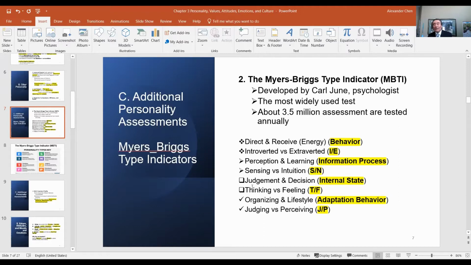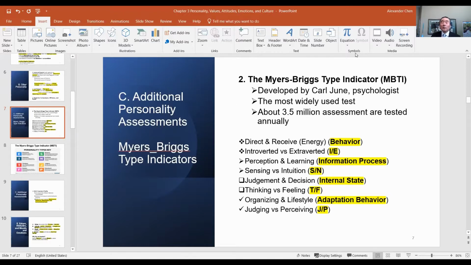The next one, thinking and feeling, TF. We are talking about your decision making and judgment process, how you internally process different things in terms of judgment and decisions. The last one, J and P, is about how you organize your life and lifestyle, organizing and adaptation behavior.